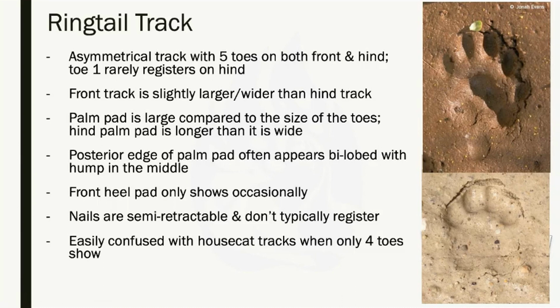Probably the toughest thing with ringtails is it's very easy to confuse them with house cat tracks, especially because on the hind, it rarely registers, and on the front sometimes it won't register, and you'll just get four toes across the top. If you're familiar with house cat tracks, you can see it looks very similar to a small house cat. One of the other things you can use to identify them is they have what's known as an understep walk, meaning the hind foot is going to land typically a little bit behind where the front foot landed.